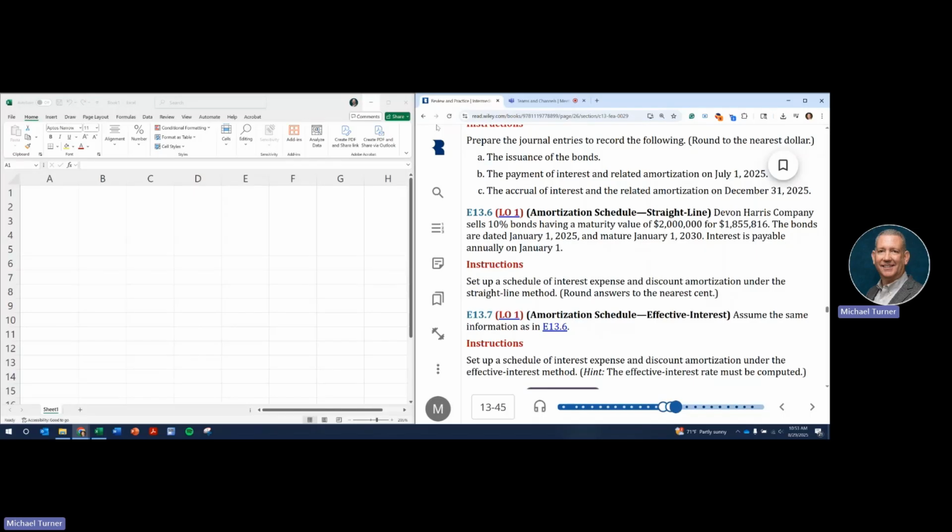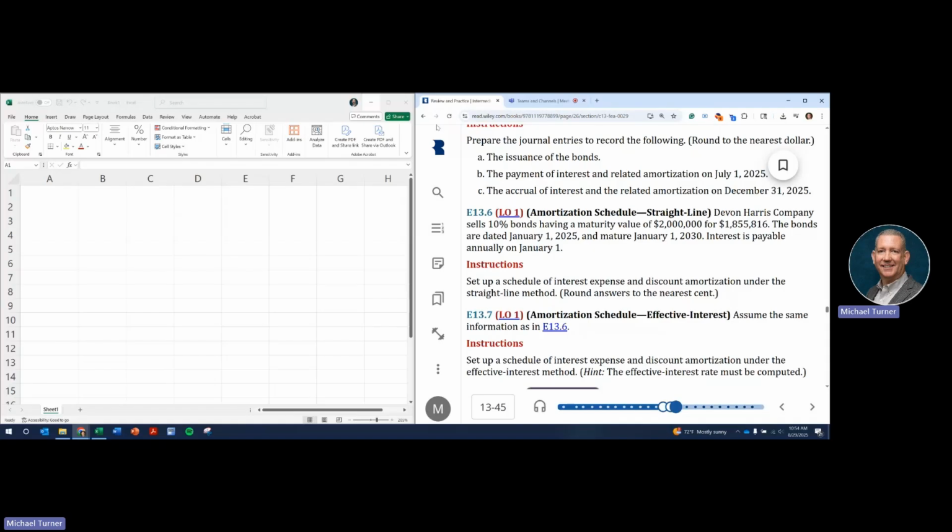Okay, so 13.7 relies back to the facts from 13.6. It says Devon Harris Company sells 10% bonds having a maturity value of $2 million for $1,855,816. The bonds are dated January 1st, 2025 and mature January 1st, 2030. Interest is payable annually on January 1st. So we have a 5-year bond. Harris Company is going to be required to repay $2 million worth of bonds.